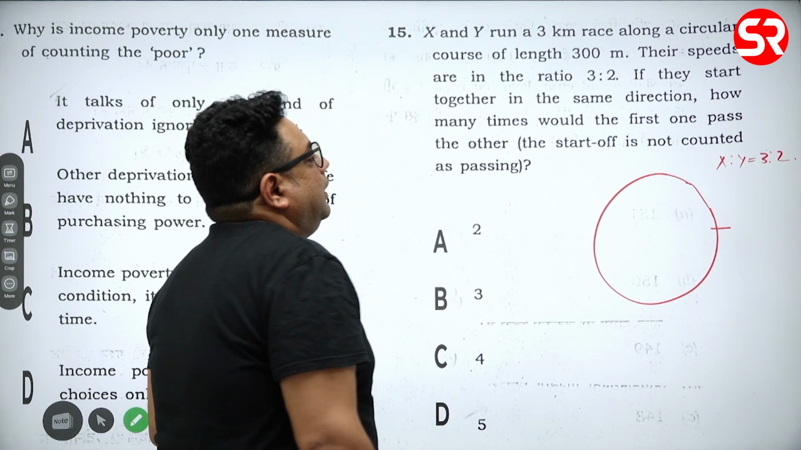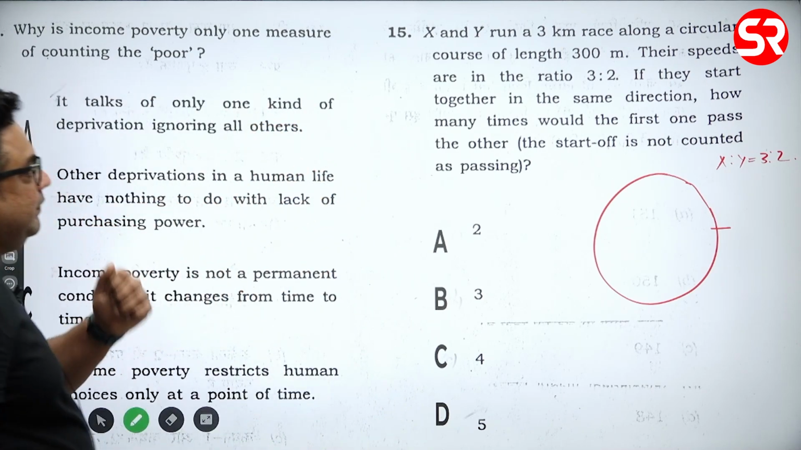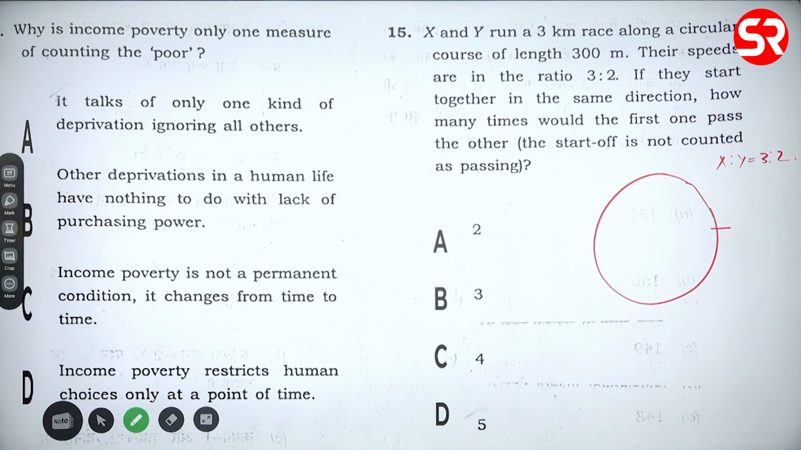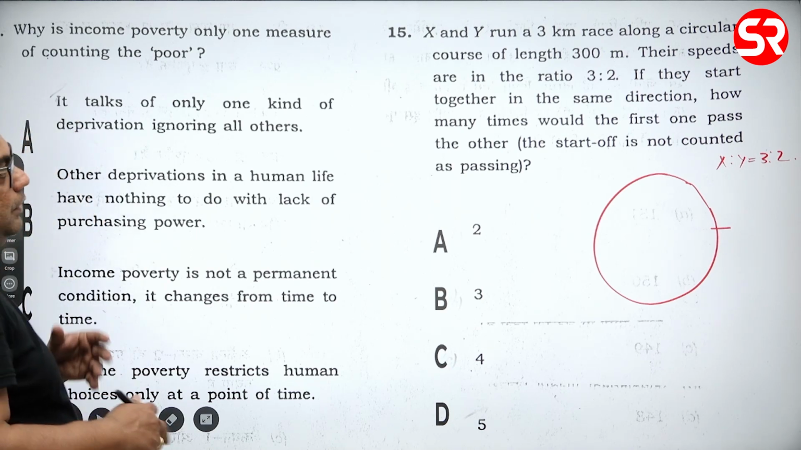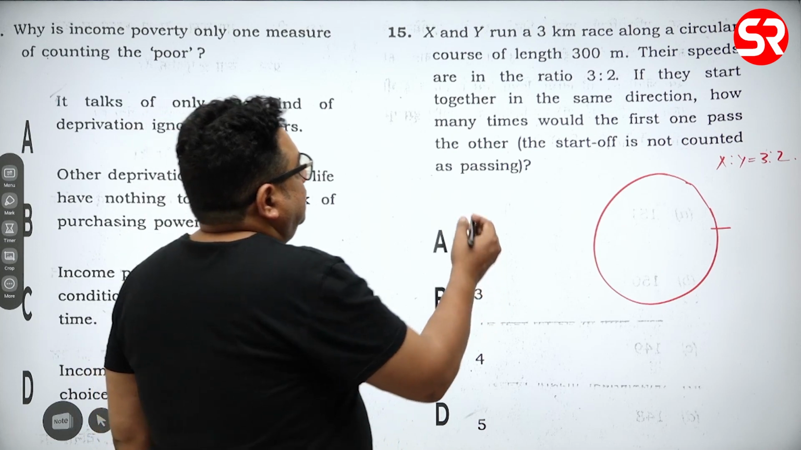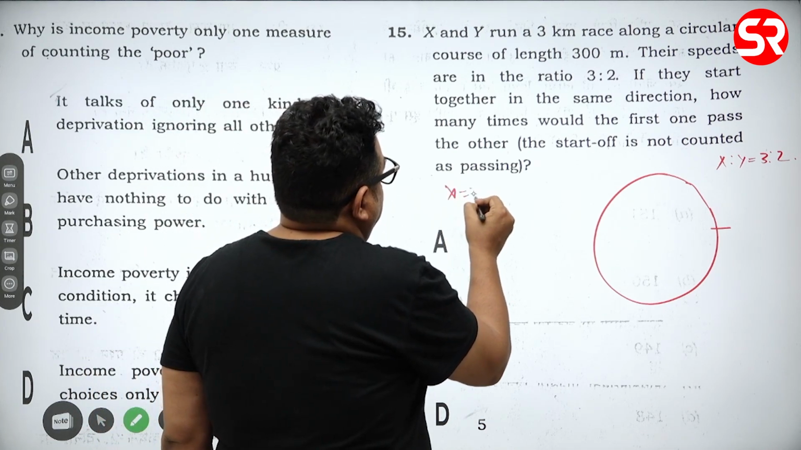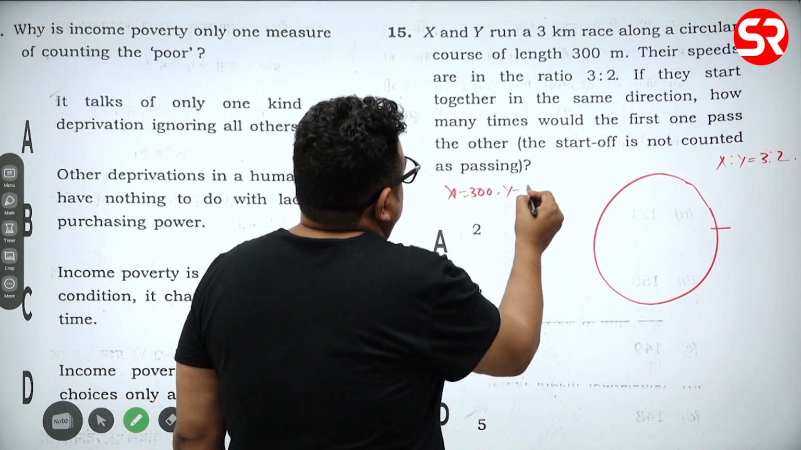Alright, if they start together in the same direction, how many times would the first one pass the other? And the race is 300 kilometers long. Now listen, 3:2, if X runs 300, definitely Y runs 200.